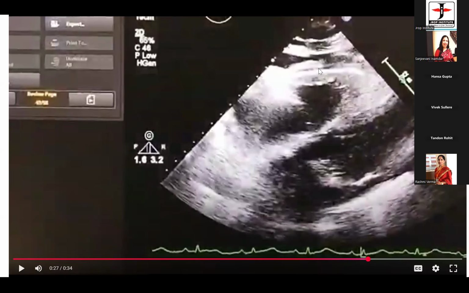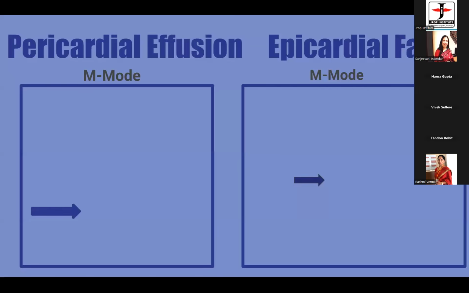Go ahead. Yes, ma'am. So, Dr. Vivek, we will tell about the differences also at the end. I think this is clear, that this contains pericardial effusion and epicardial fat, and they can coexist also. So I will move to my next slide.